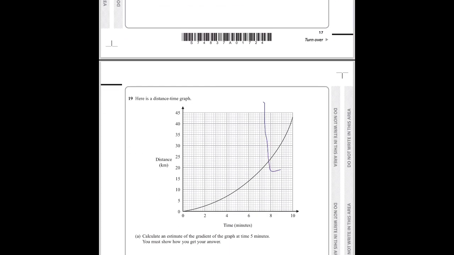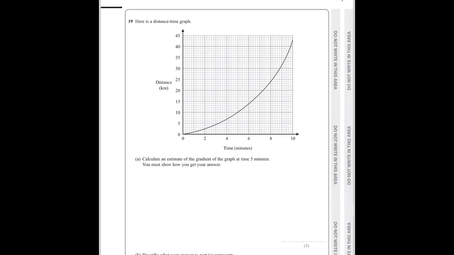Question 19, distance time graph. We like a good distance time graph. Estimate the gradient, right. So an estimate means gradient at 5 minutes, which is right here. You need to use a ruler. Don't just pick 2 points on the curve. You've got to use a ruler and draw a tangent. That's a line that hits your curve at only 1 point. If I had a ruler, I promise you I would have done a lot better.